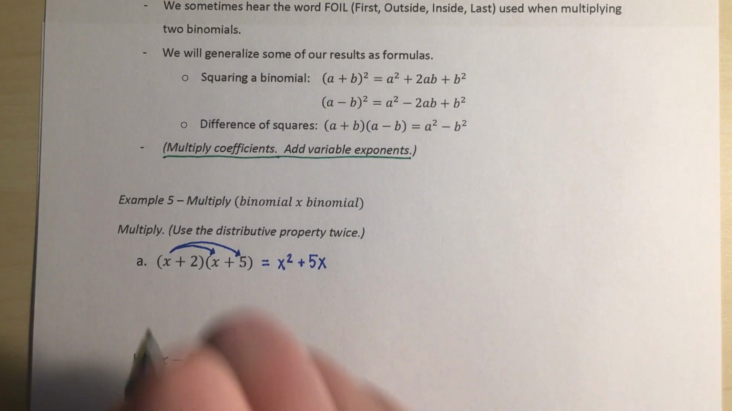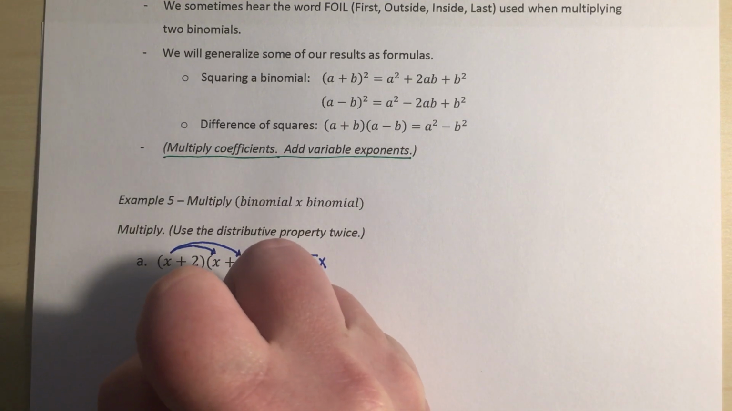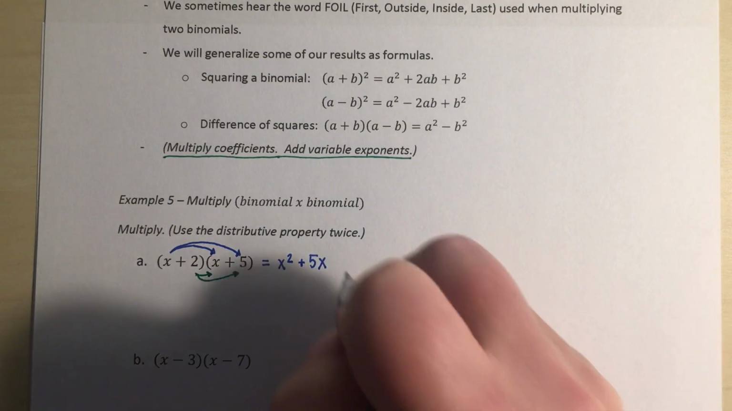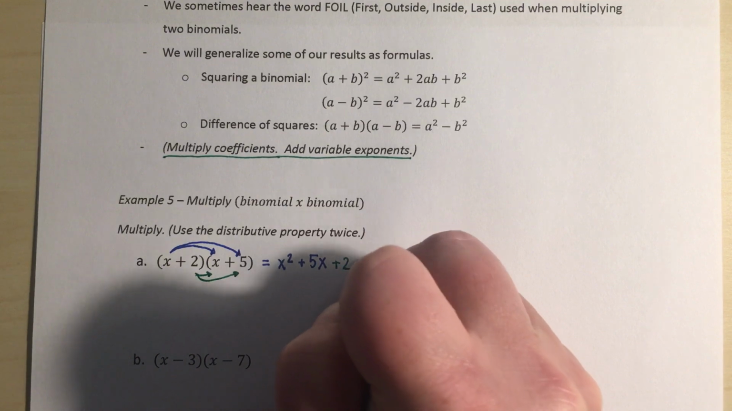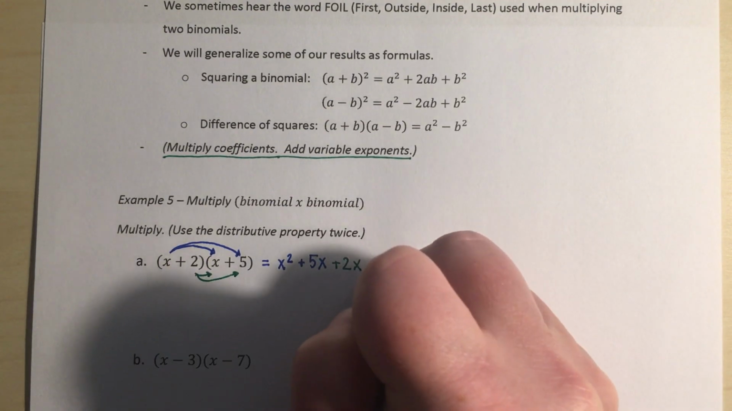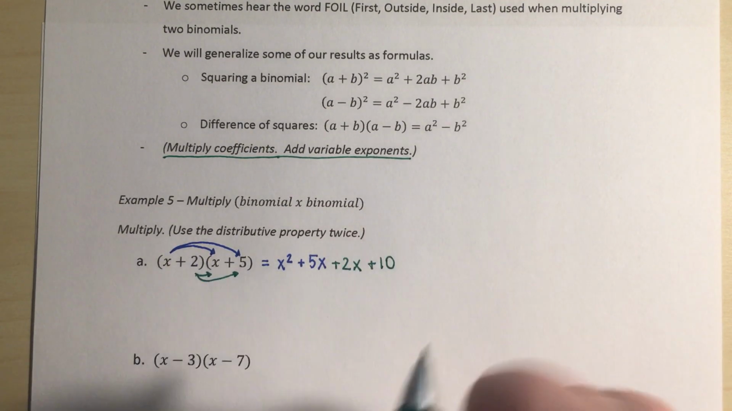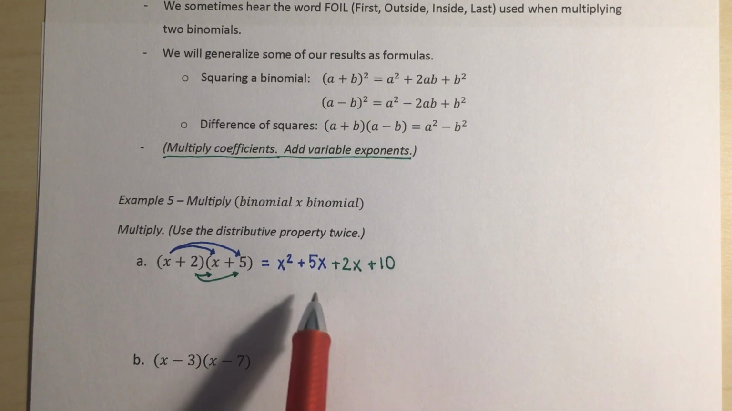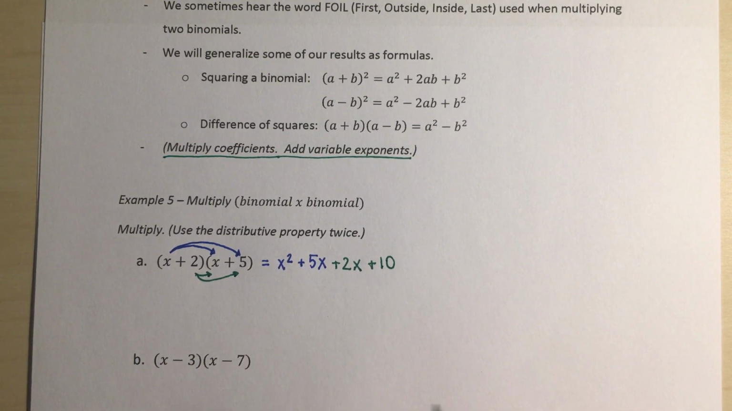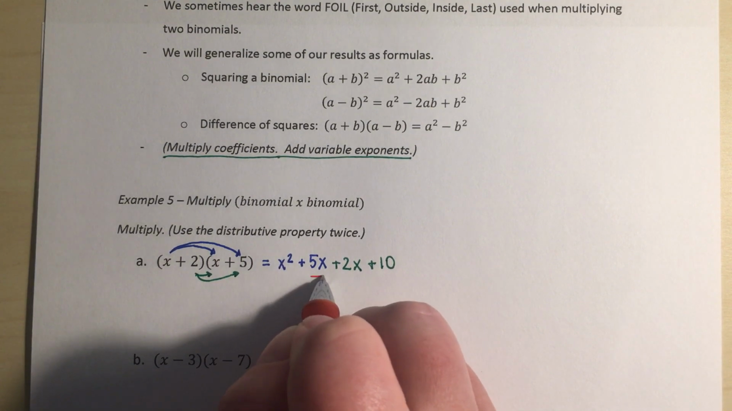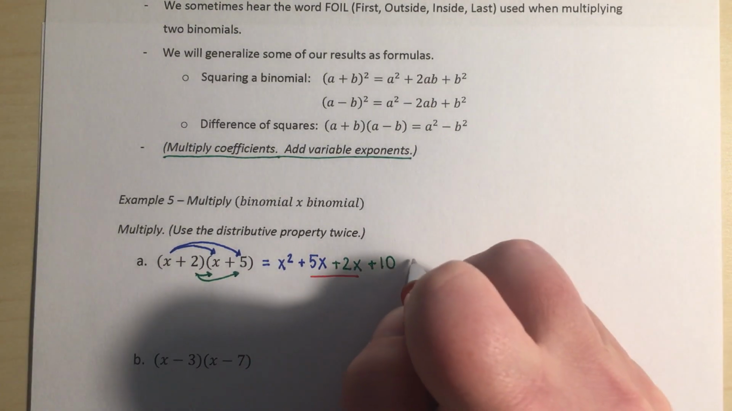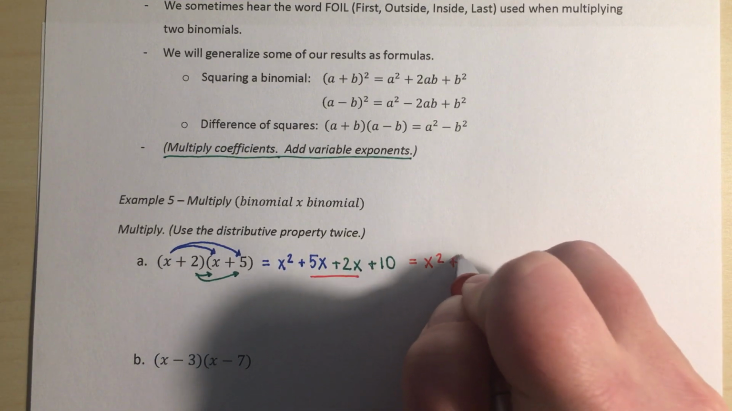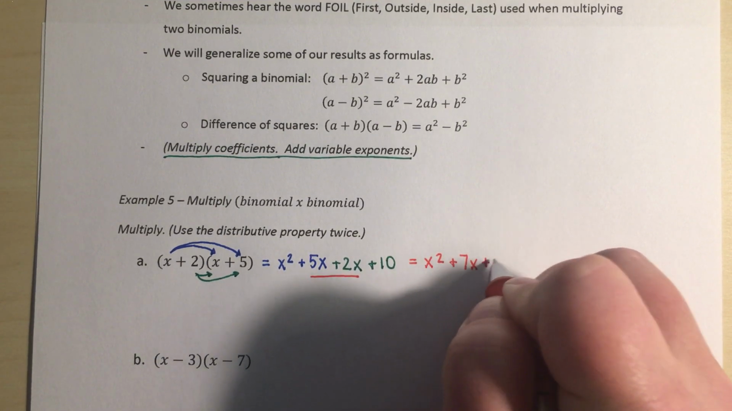Now I'm going to distribute my 2 to everything in that second binomial. So 2 times x is 2x. 2 times 5 is 10. Now if we look at this, we have two like terms in the middle that we're going to combine. So we're going to combine those two terms to give us a final answer of x squared plus 7x plus 10.